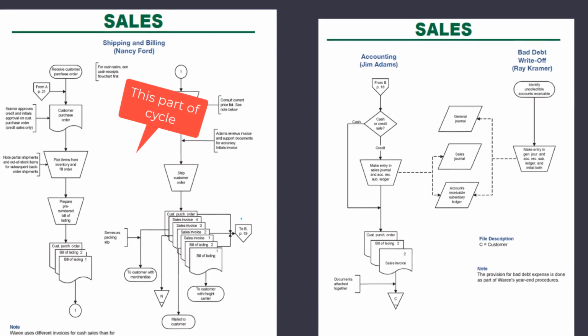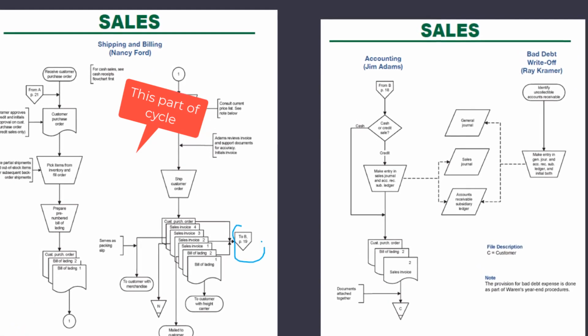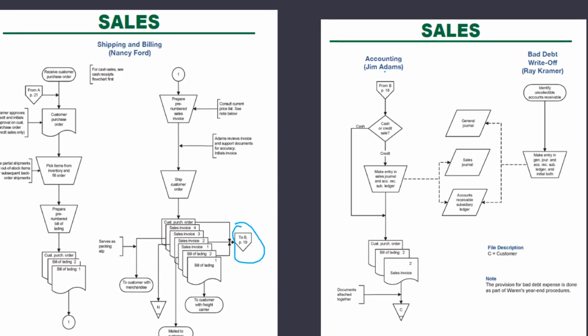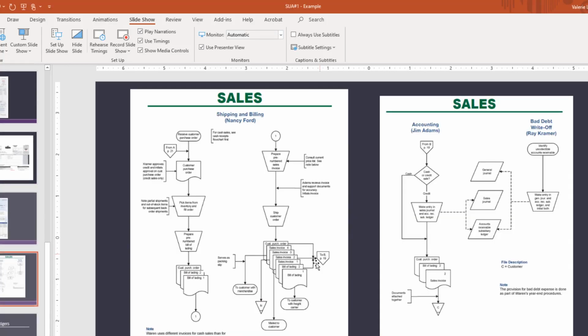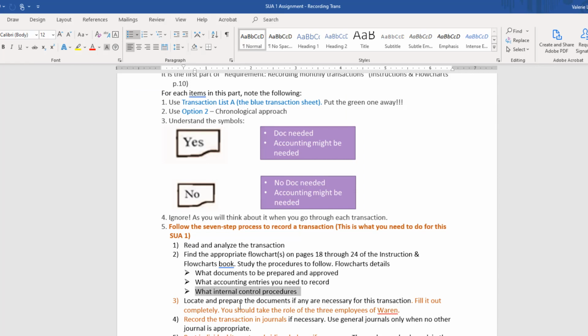And then we need to see here to be page 19. So we need to come here. It's connected here to do some accounting recording. Okay, this is also illustrated in this assignment file here. Record the transactions in journals and then post individual items to the subsidiary ledgers.